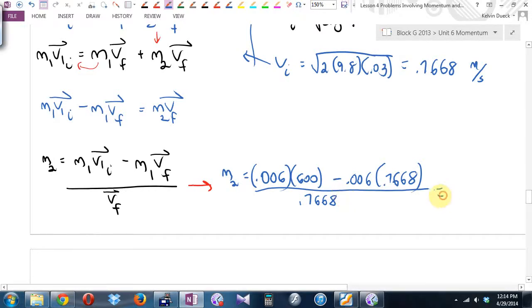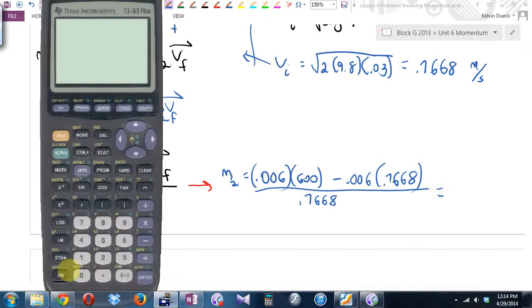Now it's plug and chug. Let's see. Bracket 0.006 times 600 minus 0.006 times the answer button, divided by the answer button. I'm cleverly using the answer. Okay. That looks good. I think that's going to work. You get 4.7 kilos?